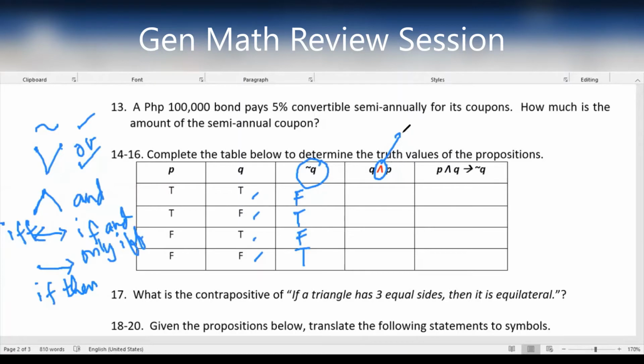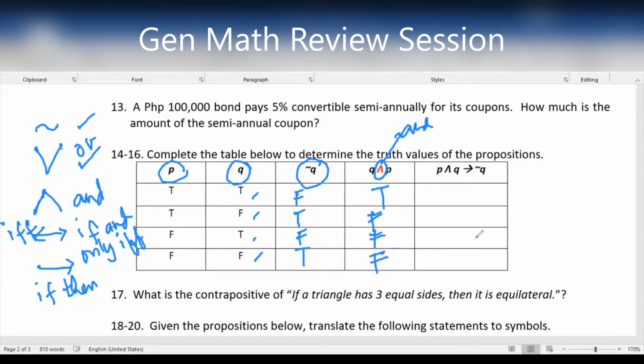So the inverted V is and. Now, Q and P. You look at Q and P, these two. Q and P, true and true. If it is and, remember, both propositions should be true. So only one is true there, and the rest are false because it is and. False, false, false. Okay, now it's your time to answer.